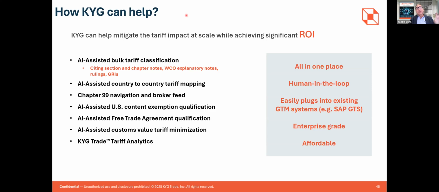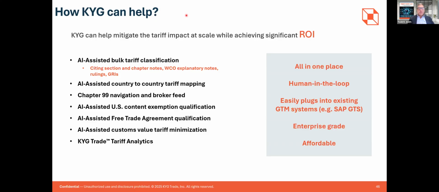And making sense of that, looking for the exclusions, and then helping you report that to your broker so your broker doesn't have to think necessarily and can just report that on to customs, as well as looking for those nuggets of lawful, compliant exemptions from the 301, the 232, the IEEPA tariffs, what have you, either in the form of a free trade agreement or a U.S. content exemption.